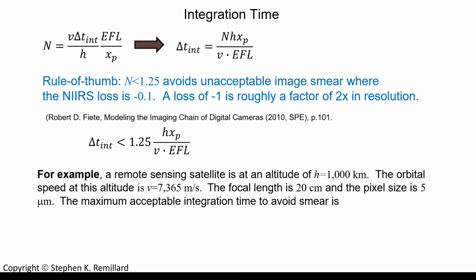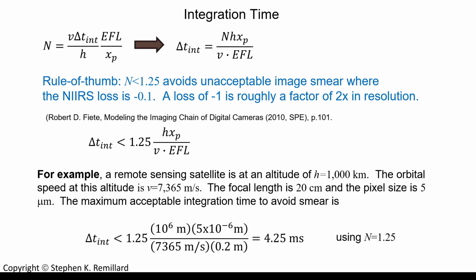Let's take a look at what a satellite that's creaming by at 7,000 meters per second is limited to with integration time. If the satellite happens to have a camera with 5 micron pixels and a 20 centimeter focal length, the maximum acceptable integration time in order to avoid resolution loss is 4.25 milliseconds. It's not tiny. It's on the range of integration times that are used in digital cameras.